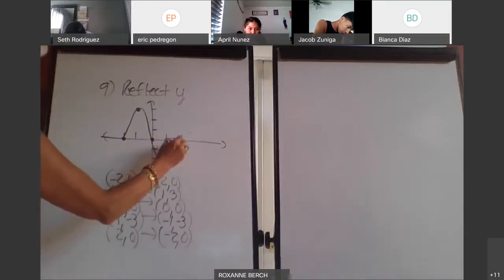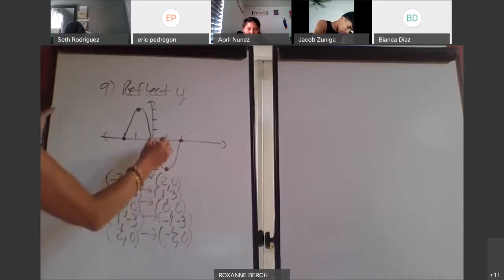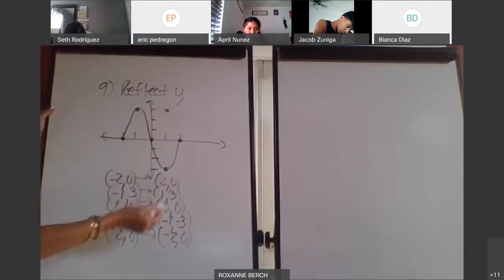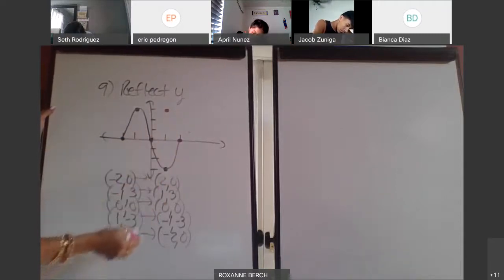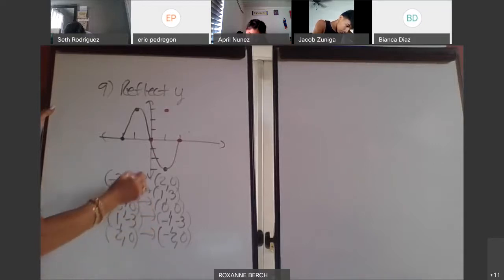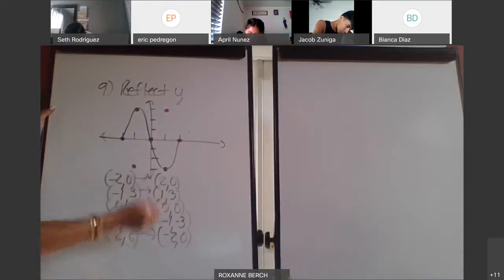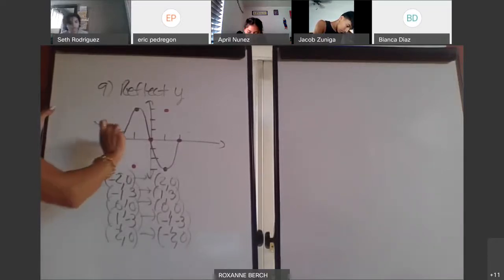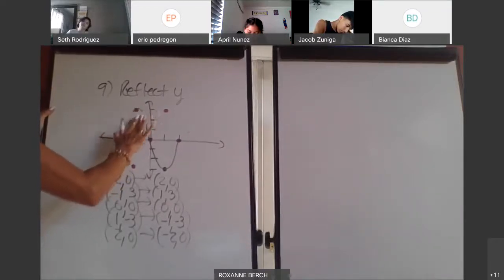So right 2, 0. Right 1, up 3. 0, 0. Some of the points aren't changing. Left 1, down 3. And 0, 0. And left 2, 0. So the original graph is dotted.